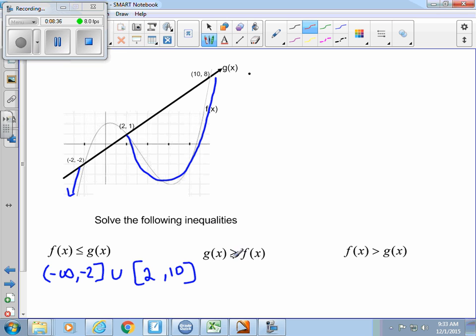So the next one says, when is g of x greater than or equal to f of x? Negative 2 to 2. I would say if this graph stopped, that's where I would stop. It does appear after the 10. It's hard to see, so I'll forgive you on that one, but don't you agree it goes back above up there? So from 10 to infinity.